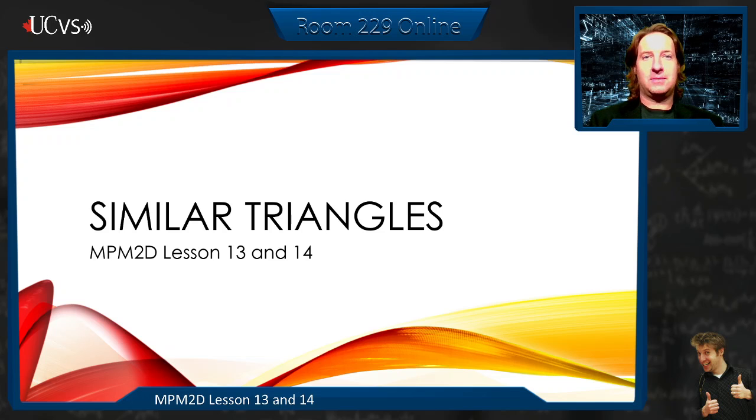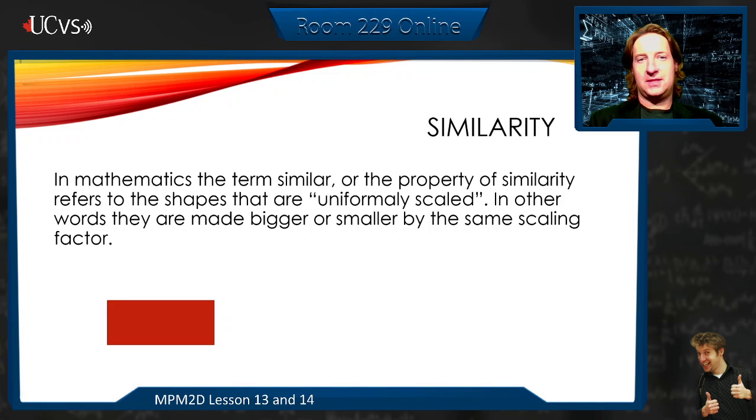So what do we mean by similar triangles? What's that word mean? What is similarity? Mathematically, when we say similarity, it means uniformly scaled. In mathematics, the property of similarity refers to shapes that are uniformly scaled. Uniformly scaled, what does that mean? That means that when I make it bigger or smaller, I'm making all of the various dimensions, length, width, depth, however many dimensions the shape has, bigger or smaller by the same amount.